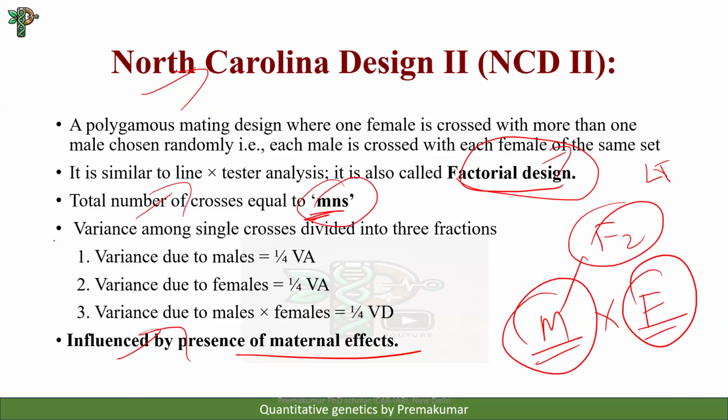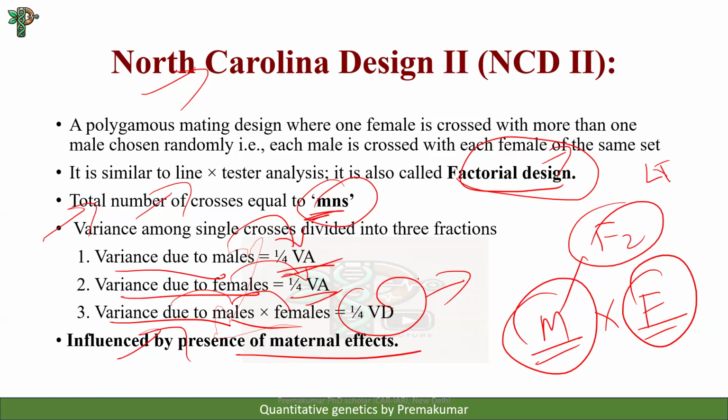Here the variance is partitioned into variance due to males, variance due to females, and variance due to male into females. Variance due to males is 1 by 4th of additive variance, variance due to females is 1 by 4th of additive variance, but variance due to male into females is 1 by 4th of dominance variance.